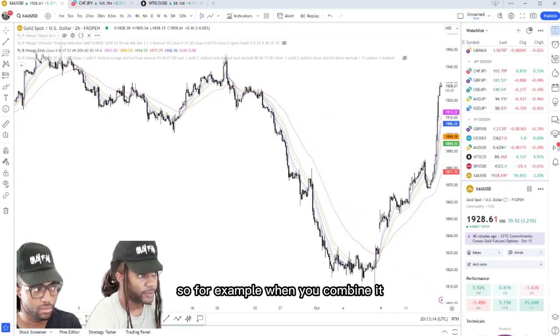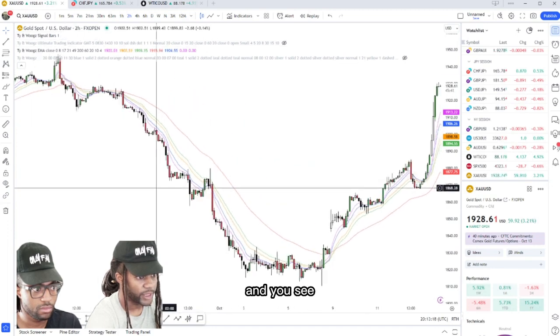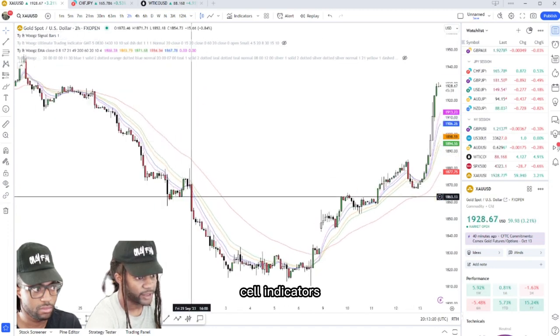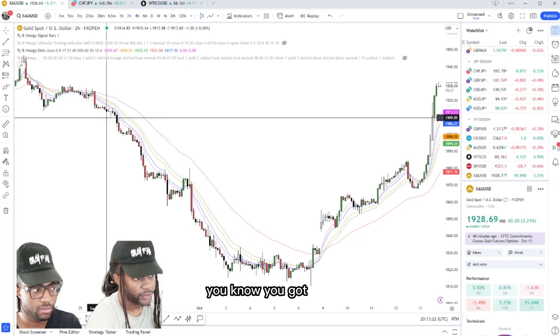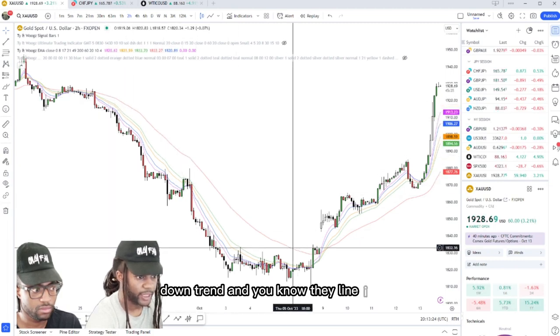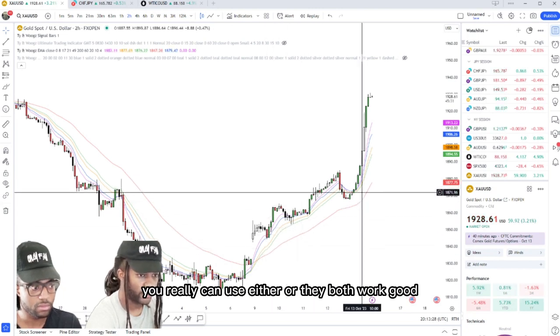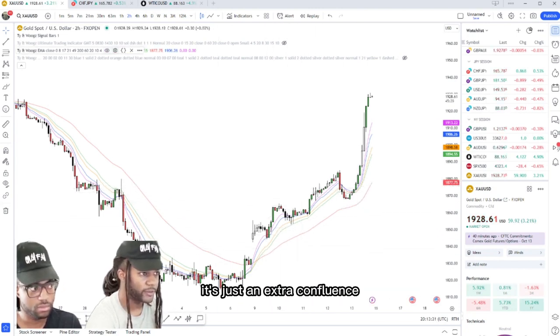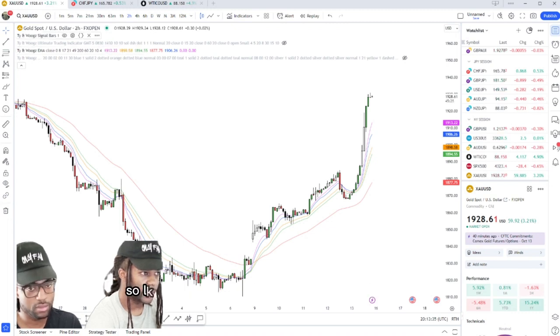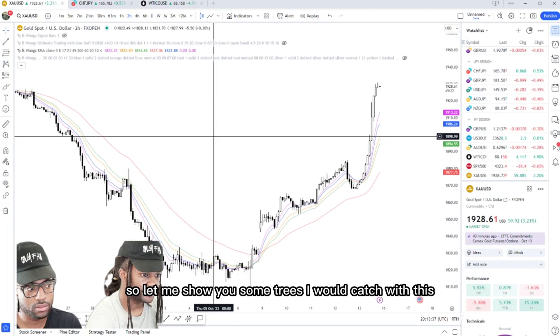So, for example, when you combine it with signal bars and you see sell indicators on a downtrend, you know you got a definite downtrend. And you know they line up. Like, you really can use either or. They both work good. It's just an extra confluence. You want to have multiple confluences to increase your trades. So let me show you some trades I would catch with this.